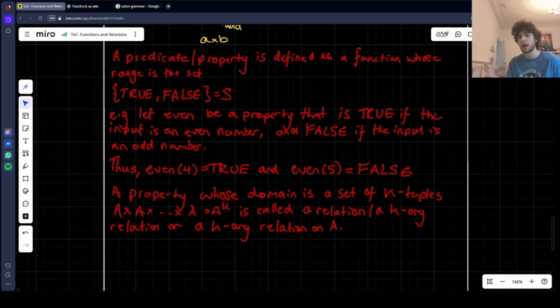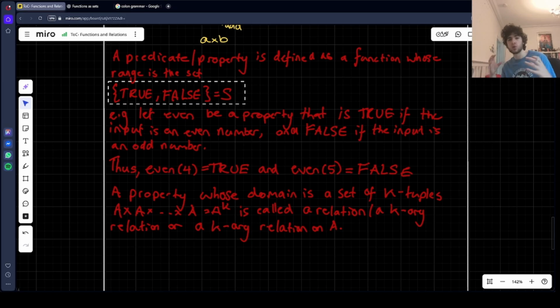But effectively, what it's saying is that I have a property, which is something that has a range, that specific range being just true and false. So a predicate is effectively a function whose range is this set, and its domain is a set of k-tuples. I'm inputting some k-tuple, and I'm always going to get an output which is true or false. It takes my k-tuple, looks at it, and asks, does it satisfy the property? If so, I output true. If not, I output false. So a property whose domain is a set of k-tuples is called a relation. Great.